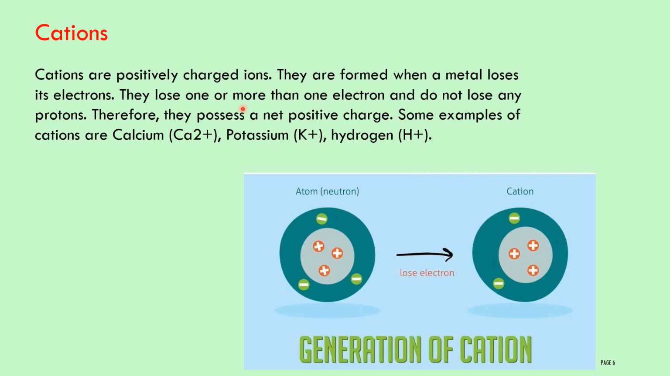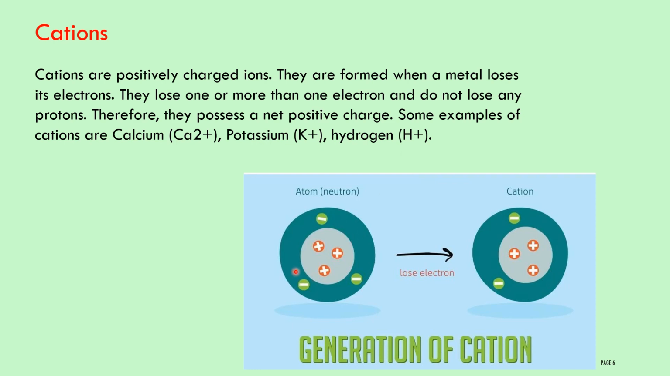Therefore in the case of a cation, they possess a net positive charge. Some examples of cations are calcium Ca2+, potassium K+, hydrogen H+. Here calcium 2+ indicates a loss of 2 electrons. The 2 indicates the number of electrons. Then potassium K+, if nothing is indicated and there is only a positive charge, it indicates only 1 electron. Here also 1 electron is lost. Then hydrogen H+, here also hydrogen loses only 1 electron.